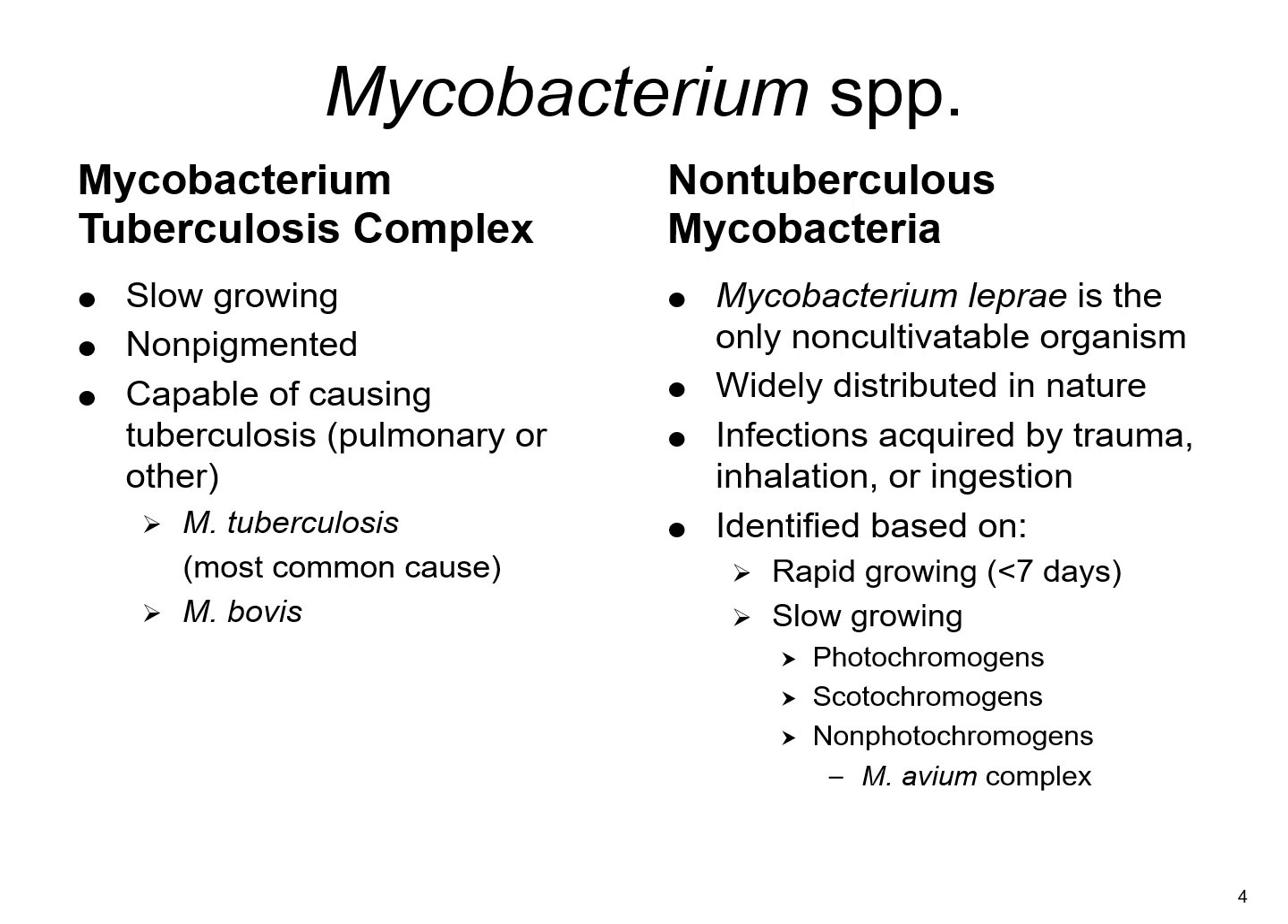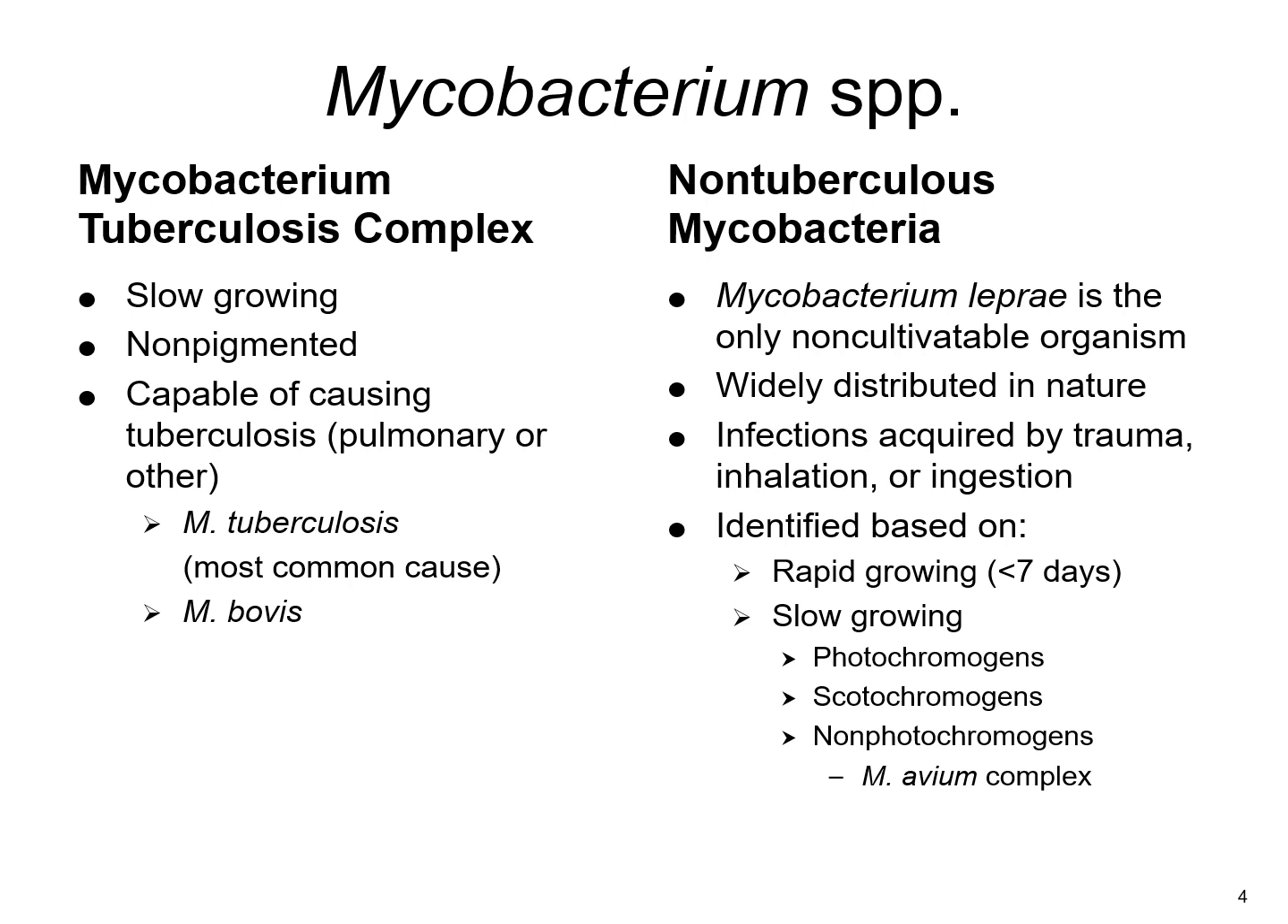And these are divided up based on their growth. You have your rapid growers and then your slow growers. And then your slow growers are further divided into the pigment that they produce when they're growing on their special media. So with these, you have your photochromogens.